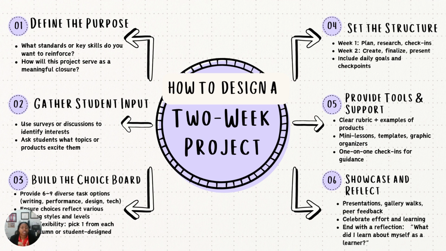So it's really 6 steps to looking at how to design a 2 week project. The first thing you want to do is define the purpose of the project. If it is for enrichment, what standards or key skills do you need to look at for them to move forward, or what are some of those skills that you want to reinforce before they get to the next step? The second thing is to gather student input.